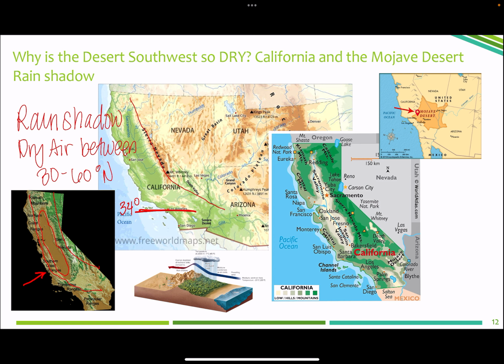So you can see the outline on this map on the right. This is the Mojave Desert. This is a specific region within the desert Southwest. It is exceptionally hot and dry there. Death Valley, which is one of the hottest places on Earth, hottest and driest, is located within that Mojave Desert.